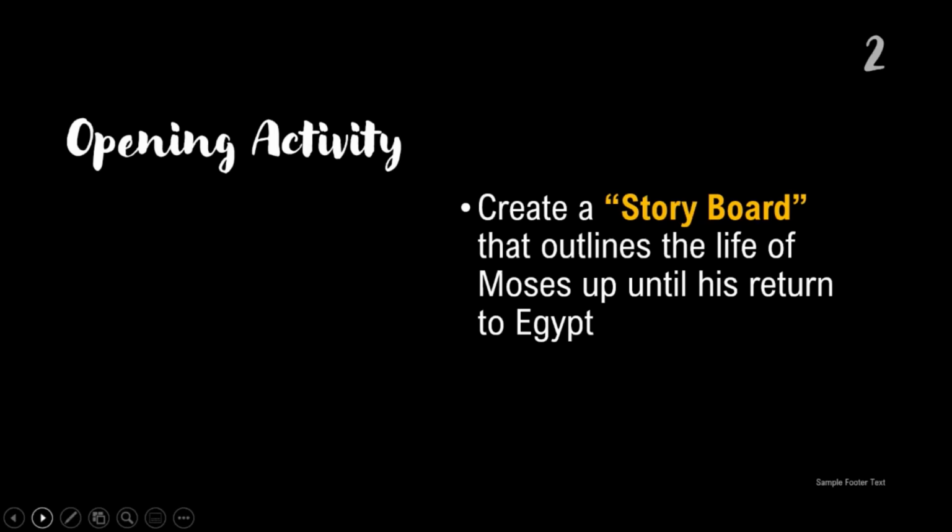Now, his mother made sure that he was going to be found by the princess. She's so smart. His sister suggested that they use the mother as a nurse. That's right. So his mother was his nurse, and then he grew up very privileged. And then what happens?